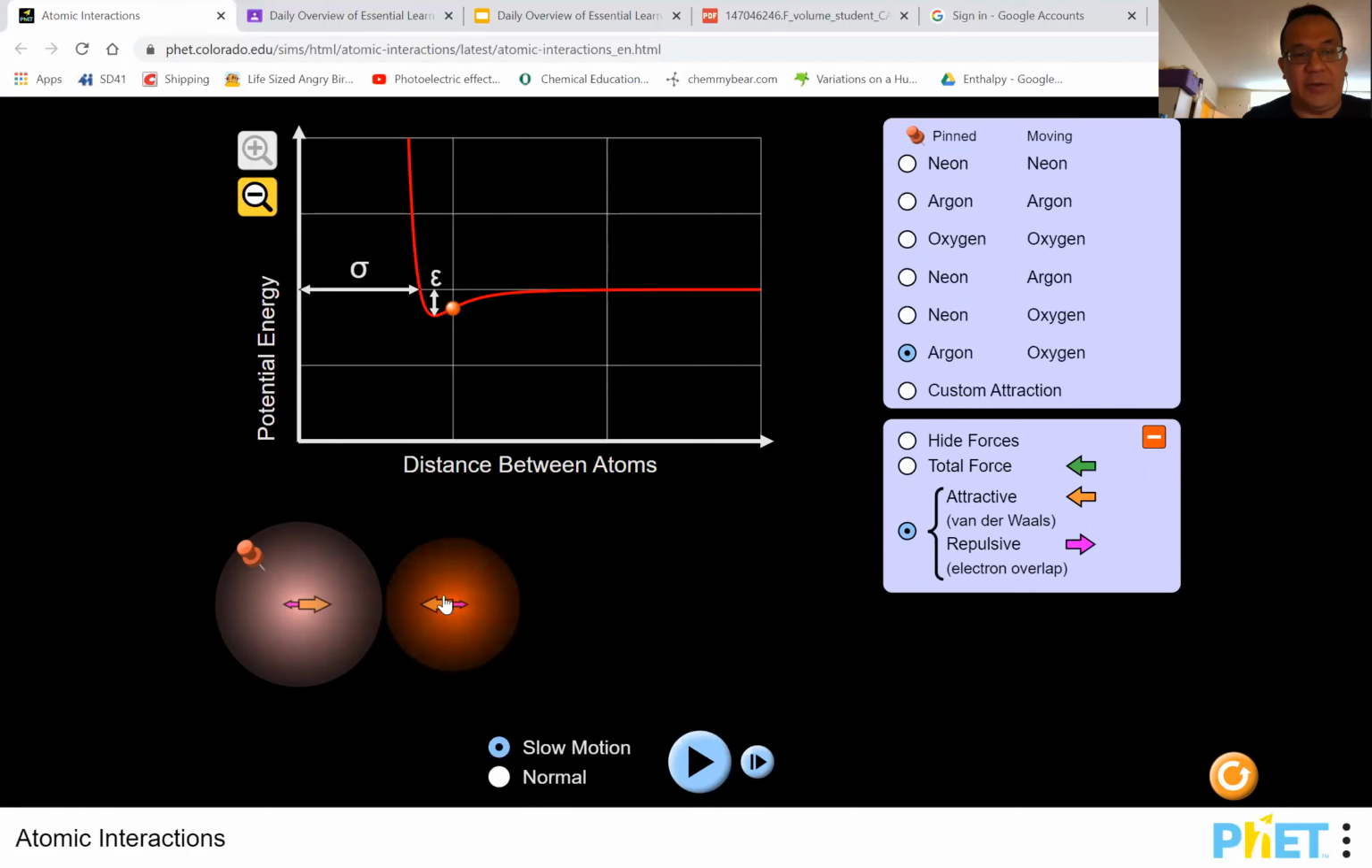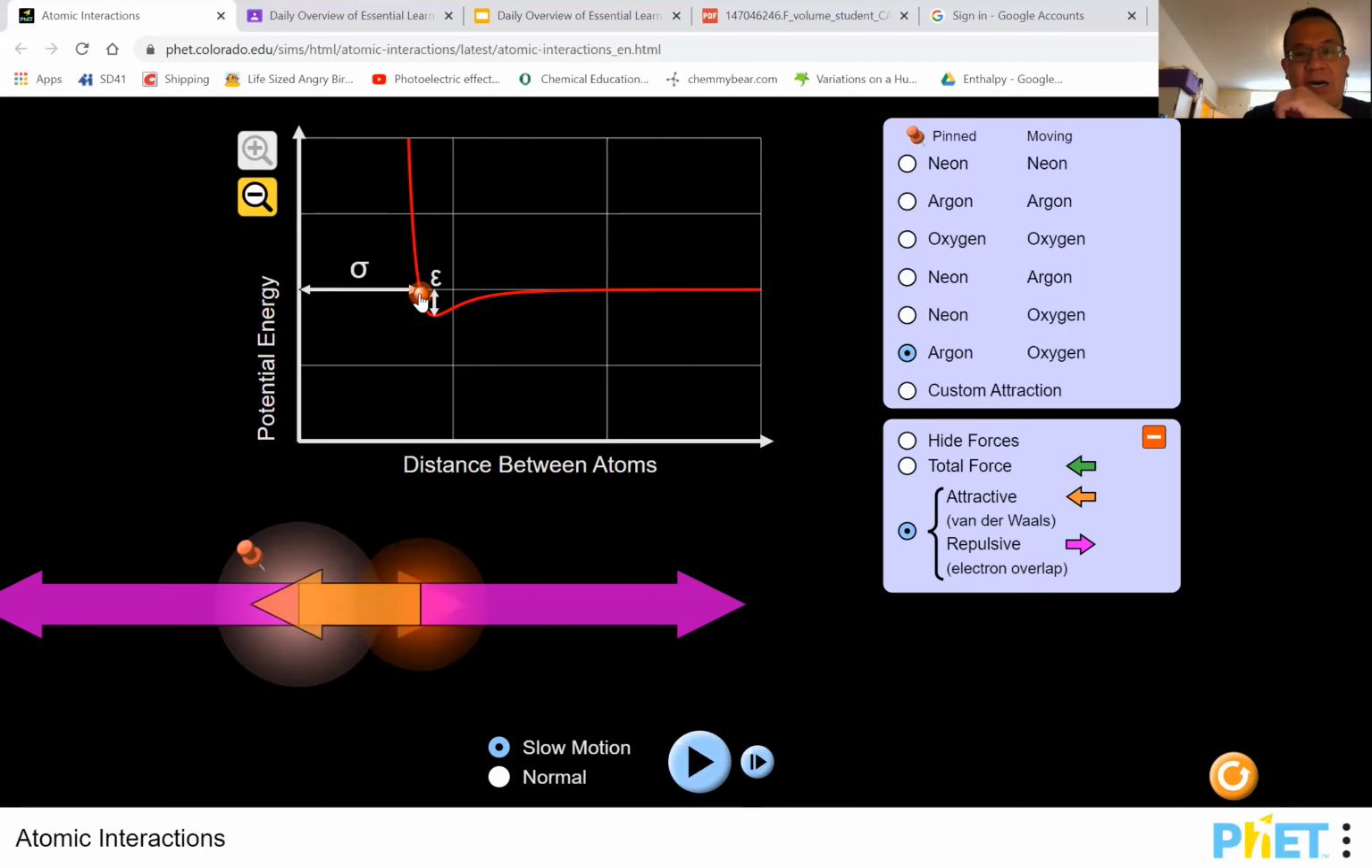That's the attractive force. But notice you have purple arrows here. Those are the repulsive forces. So what you want is a good balance between the attractive force and the repulsive force. Now, notice here, the repulsive forces get really big. Notice what happens to the energy versus the attractive force. Why is the energy really high? Because there's lots of repulsive forces and not enough attractive force.